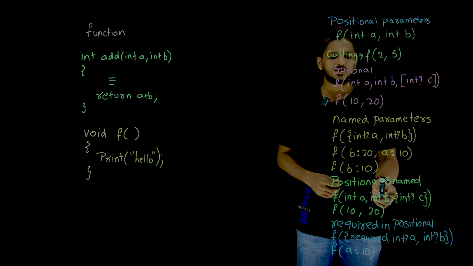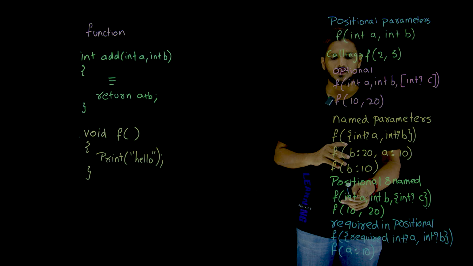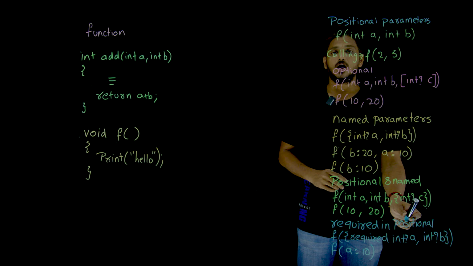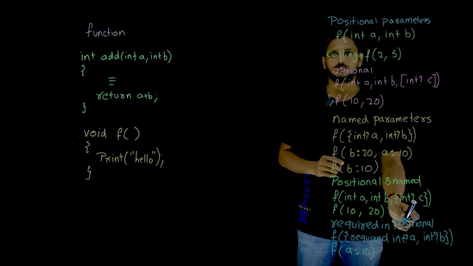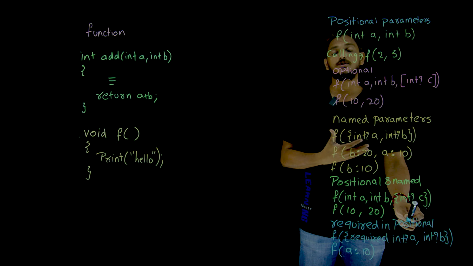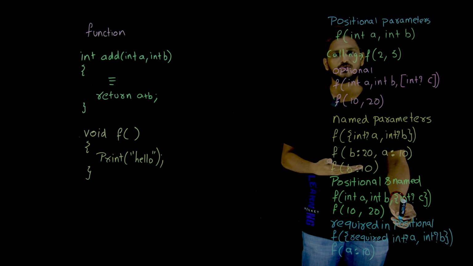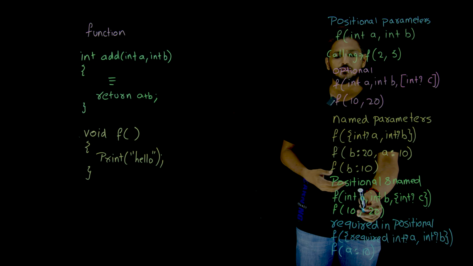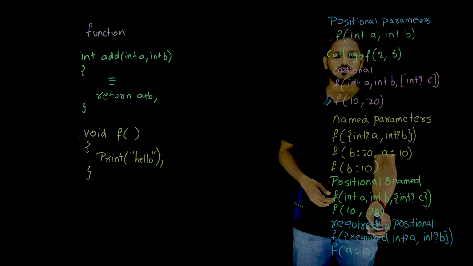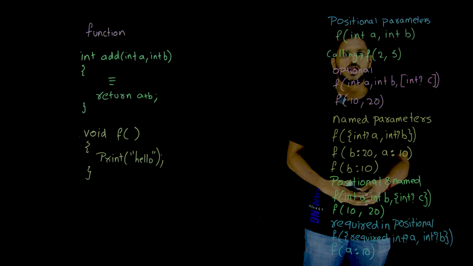Now, the combination of positional and named parameters. You can write both in a function: f(int a, int b, {int c}). Here a and b are positional parameters, and c is a named parameter. First you have to mention the positional parameters followed by the list of named parameters. That is the syntax for a combination of both positional and named parameters. So f(10, 20): 10 is assigned to a, 20 is assigned to b. You did not mention any named parameter, so by default it is going to take a null value.